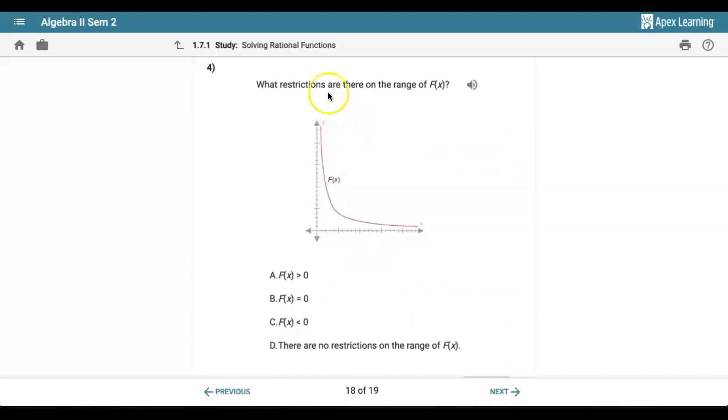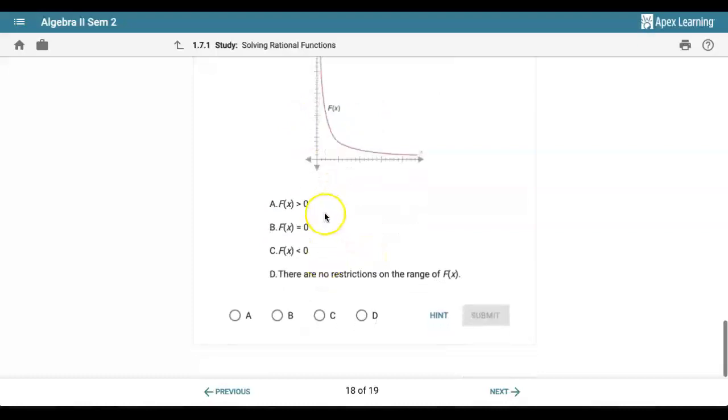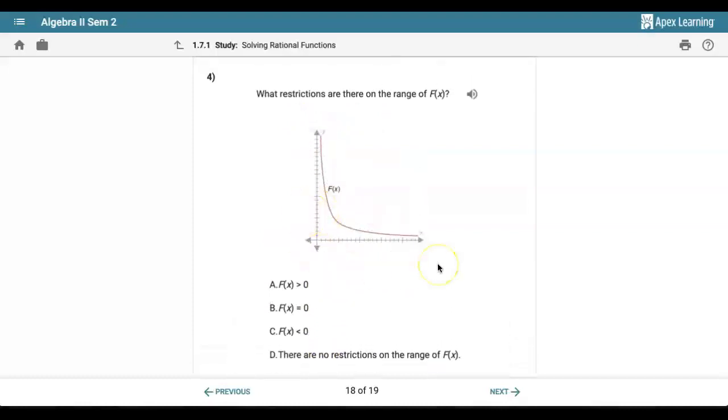And then finally here, what are the restrictions on the range of f of x? So understanding that range is talking about y values, and we're talking about f of x. So what's my range, or what are my acceptable y values for f of x? So y can be from here to here, or whatever, right? And again, knowing that when we have these asymptotes, it does not include the point. Okay, so it's never going to equal 0. It has to be greater than 0.